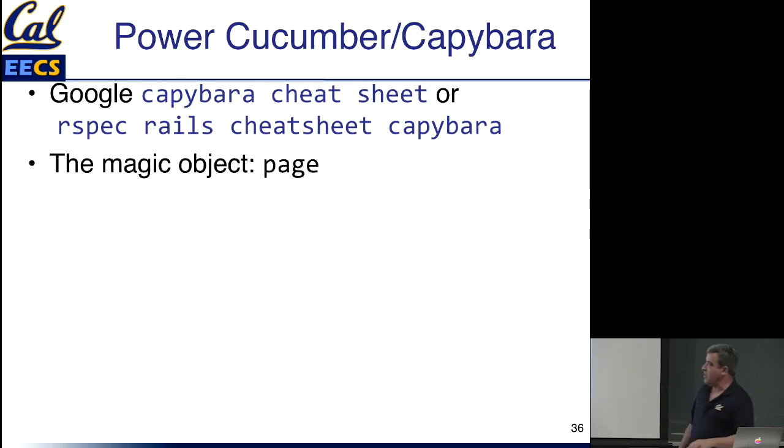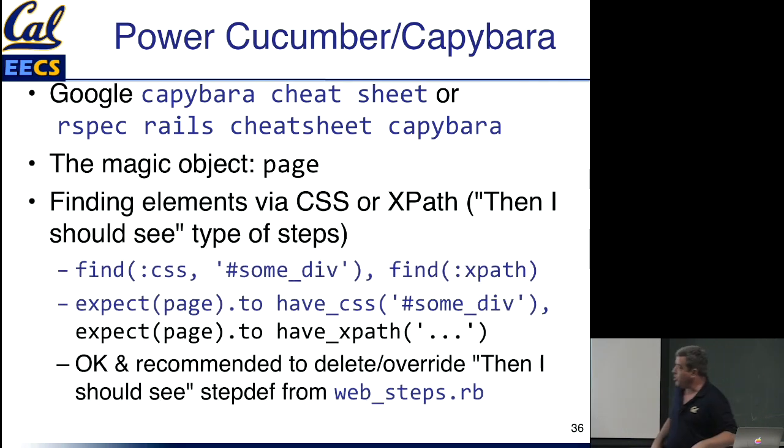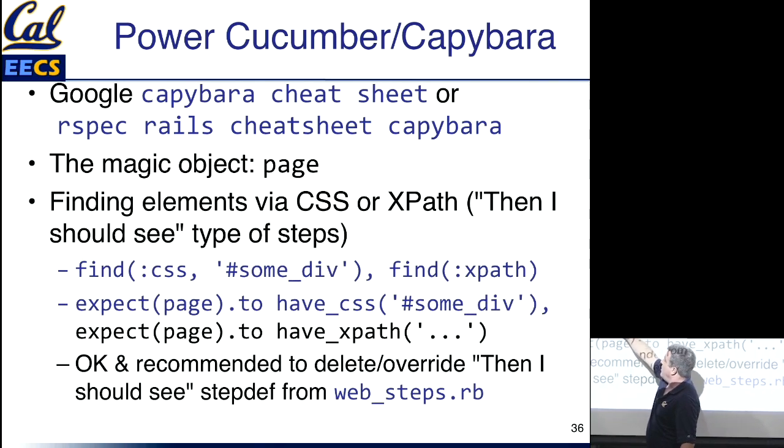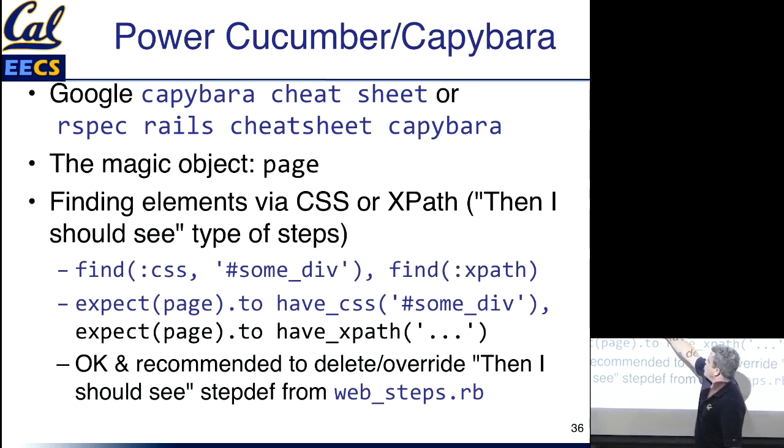But what they boil down to is that the magic object in Capybara is this thing called page. Page is a method that's defined everywhere in all your step definitions, and what it returns is a representation of basically a top-level HTML element that supports these really great things like find. Like you can say, find me the page element or elements whose CSS descriptor is this. So this would be an element whose ID is some div.